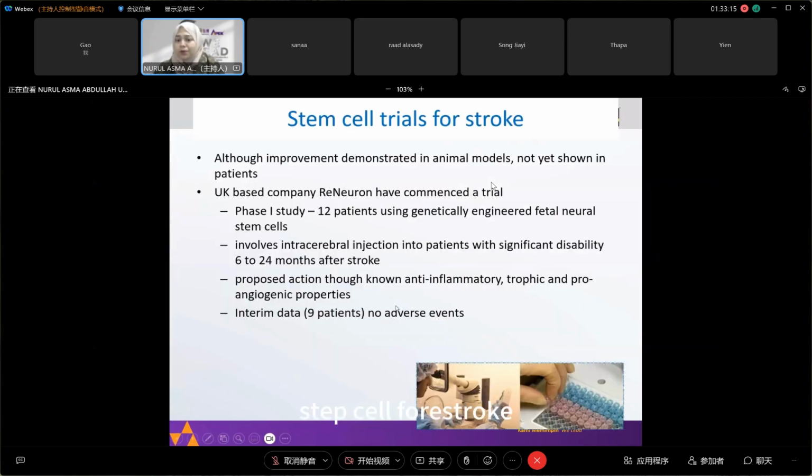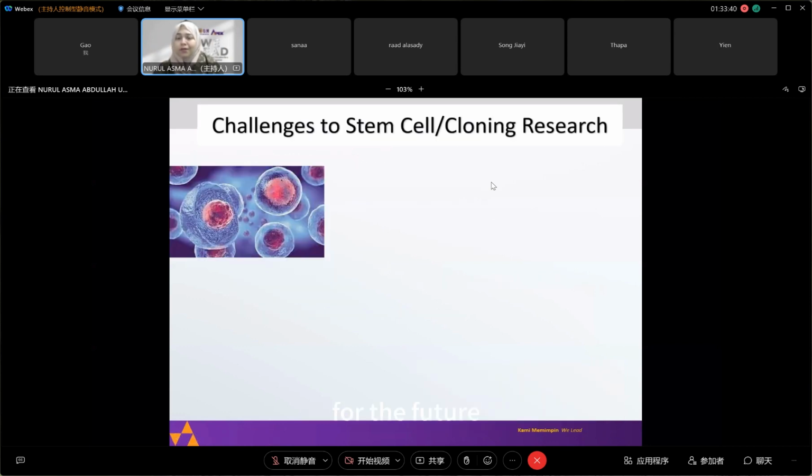Stem cell for stroke, you can have a look at this one. UK-based company Reneuron have commenced a trial. Phase 1 study, 12 patients, involving a proposed action through anti-inflammatory effects. Interim data from 9 patients, no adverse events. Okay, so it is positive and promising for the future.